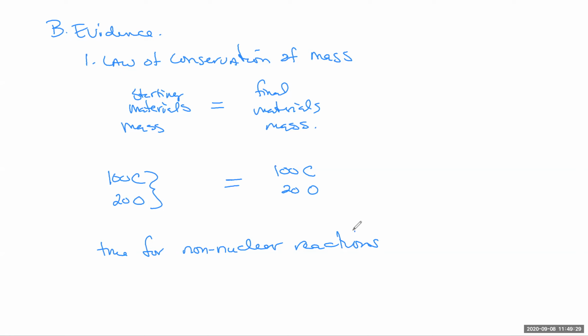If you start with 100 carbon atoms, they have a set mass. If you have to end with 100 carbon atoms, your mass is going to be the same. So that was one piece of evidence he used. The second piece of evidence is a little more confusing to write out. He used what's called the law of multiple proportions. Now, the law of multiple proportions is long. So I'm going to write it down and then read it to you.